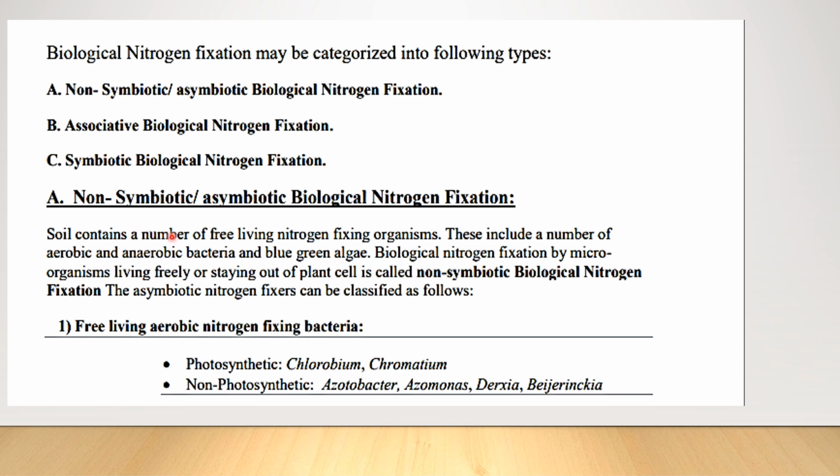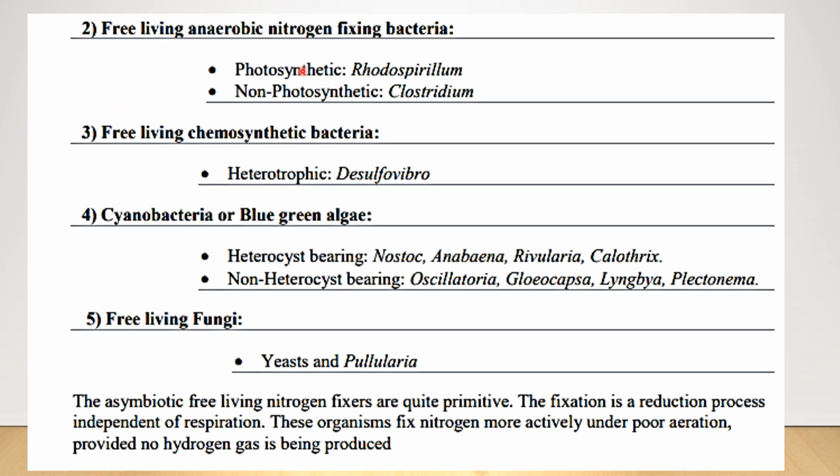And already in the classification we have seen photosynthetic and non-photosynthetic. Photosynthetic example is Chlorobium chromaceum. Non-photosynthetic examples are Azotobacter, Azomonas, Derxia, Beijerinckia. We have seen this previously. Just a recall of free living and aerobic nitrogen fixers: photosynthetic is Rhodospirillum, non-photosynthetic is Clostridium. Among the free living chemosynthetic bacteria, you have the heterotrophic one, Desulfovibrio.